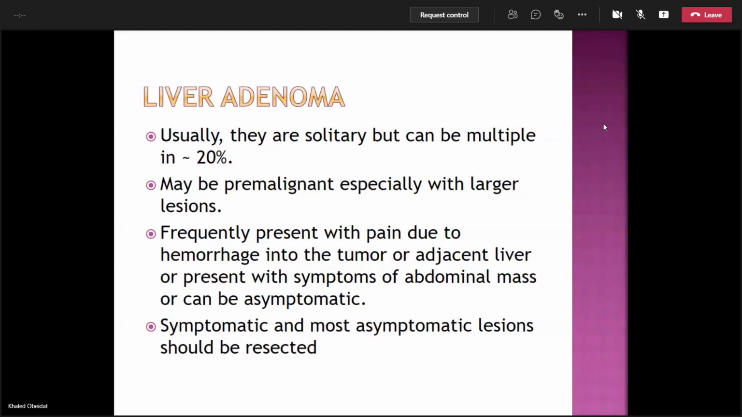We usually recommend for these patients not to get pregnant if they have adenomas during the observation period until we do something for them.